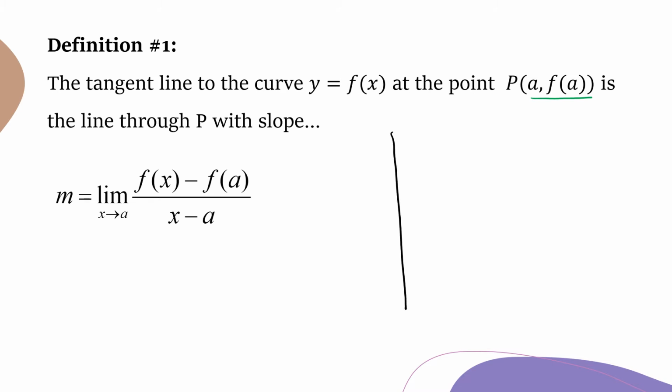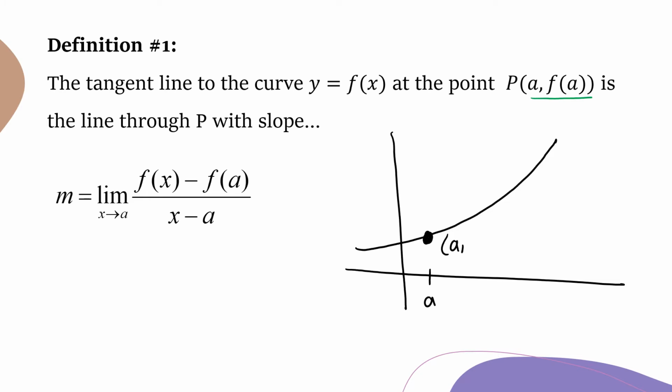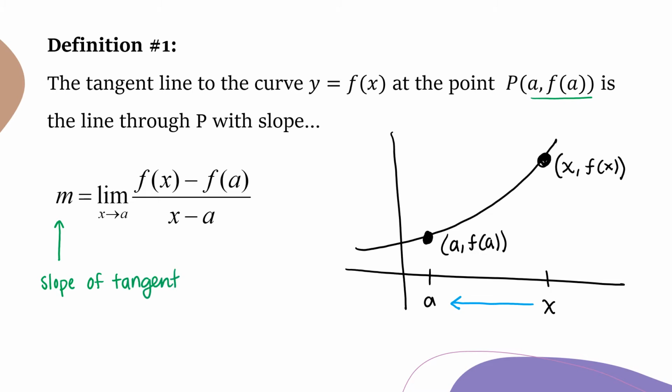And that just means if we have some function and we have the point a, f of a, and we're just looking at some other point on here at x, f of x, as x gets closer and closer to a, so as x approaches a, the slope between these 2 points gets closer and closer to being the slope of the tangent line, specifically through a, f of a.